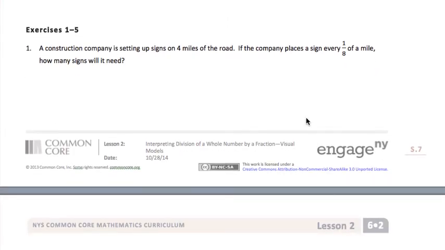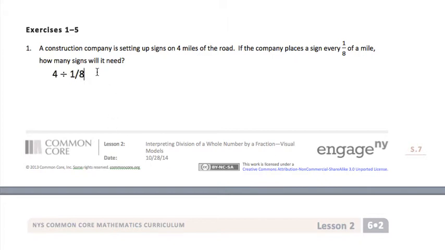Looking at exercise 1, a construction company is setting up signs on 4 miles of the road. If the company places a sign every 1/8 of a mile, how many signs will it need? First of all, let's set it up mathematically. We have 4 miles of road, and we're going to divide that road into pieces that are 1/8 of a mile each, and we'll put a sign at each 1/8 of a mile. Remember, dividing equally into equal parts means division. So we're taking 4 and we're dividing it by 1/8.